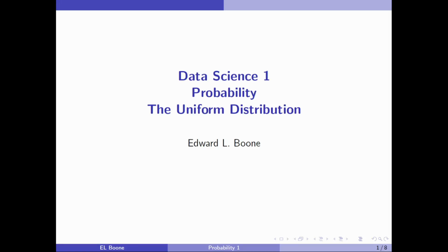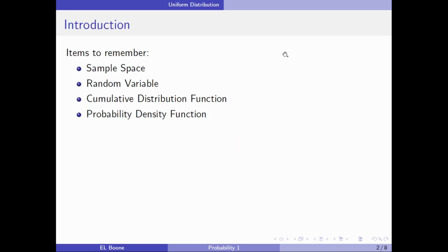Welcome to Data Science 1, Probability, the uniform distribution. Okay, some things that we need to remember: sample space, random variables, cumulative distribution functions, probability density functions, as well as some expectation.